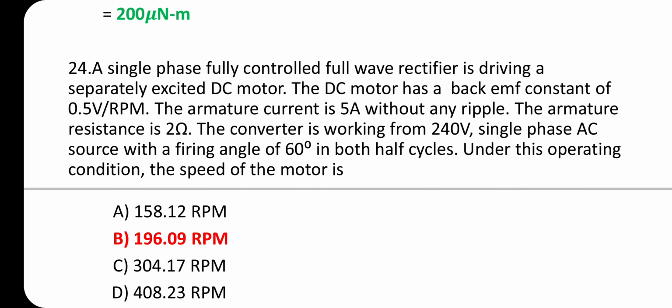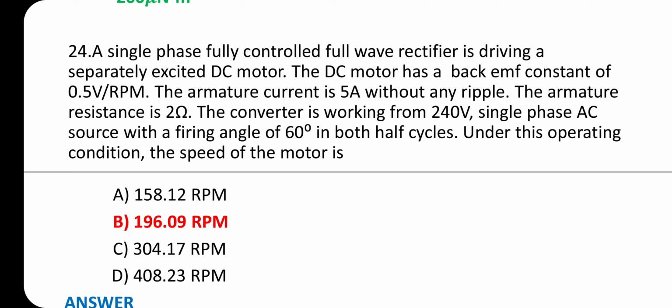Question number 24. A single-phase fully controlled full-wave rectifier is driving a separately excited DC motor. The DC motor has a back EMF constant of 0.5 volt per RPM. The armature current is 5 ampere without any ripple. The armature resistance is 2 ohm. The converter is working from a 240 volt single-phase AC source with a firing angle of 60 degree in both half cycles. Under this operating condition, the speed of the motor is: answer is option B, 196.09 rpm.